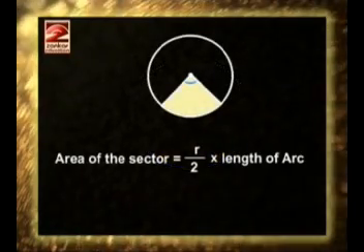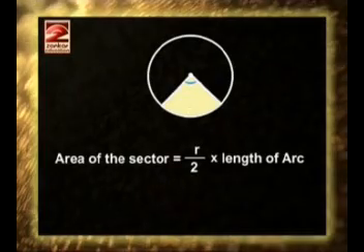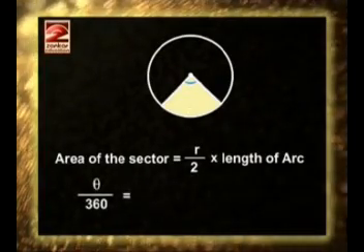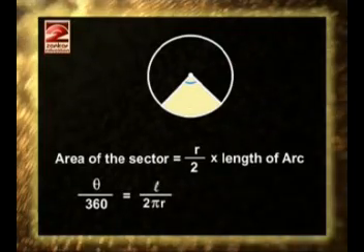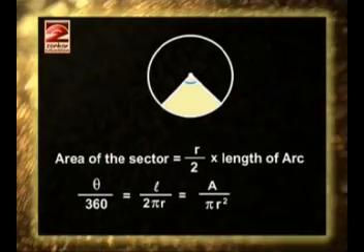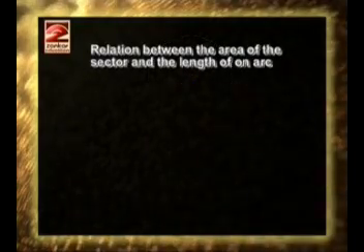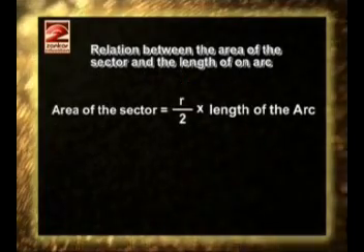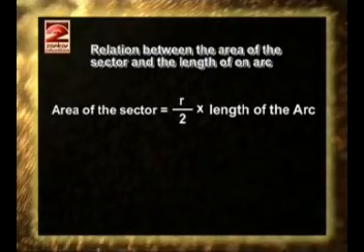Therefore, area of the sector is equal to r upon 2 into length of arc. That means theta upon 360 is equal to L upon 2 pi r is equal to A upon pi r square. Now, relation between the area of the sector and the length of an arc is like this. Area of the sector is equal to r upon 2 into length of arc.